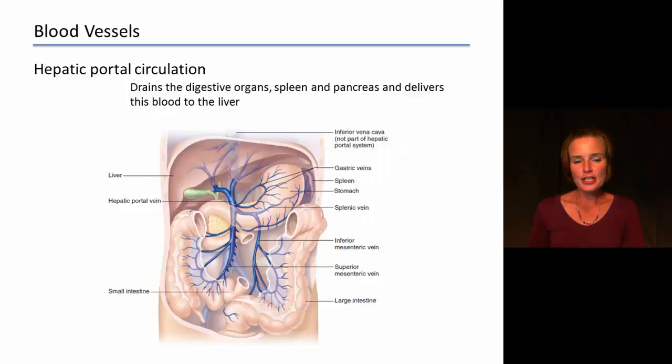So here's just another look at it. We have the veins that are picking up the nutrients and also the toxins from the digestive organs. Specifically, we're seeing the small intestines and the stomach in this image, and then they're going to take that blood to the liver. The liver is going to receive basically the toxins and then also the nutrients, and then the blood is going to return to the inferior vena cava.